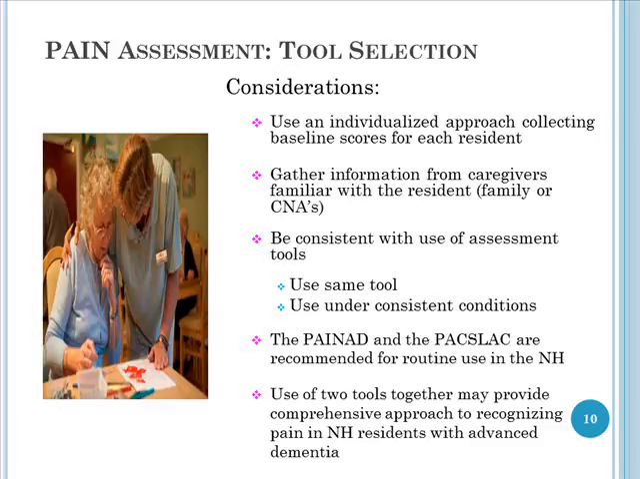Some things to consider in tool selection is that we need to determine the ability of the resident and use an individualized approach in getting baseline scores. So if they can use a self-report tool, that should be done and identify the one that they understand, and that's the one that then is used consistently for that individual. Gathering information from caregivers may be an important part of completing tools, being consistent with the use of assessment tools, using the same tool under the same conditions. It's very important to be able to monitor change over time as a way to observe if behaviors that we think are pain-related are increasing or decreasing. As I mentioned, the PAIN-AD and the PACSLAC are recommended for routine use in the nursing home. And use of two tools together may provide a comprehensive approach, as we'll be discussing in the near future.